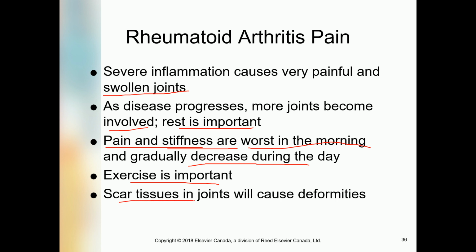Scar tissue in the joint will cause deformities. Certain tissue develops, scar tissue, not the kind after an injury; another tissue develops in the body which is scar tissue. That scar tissue does not have a regular function. That will cause deformities.